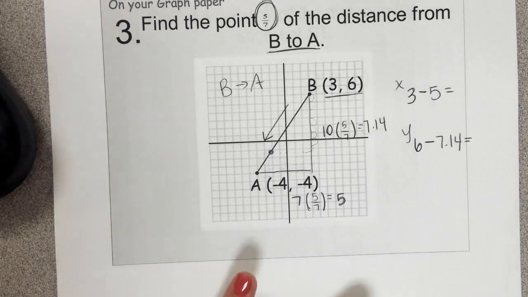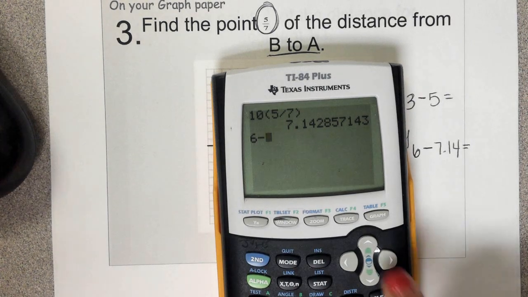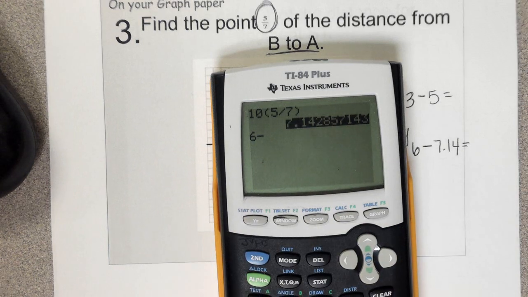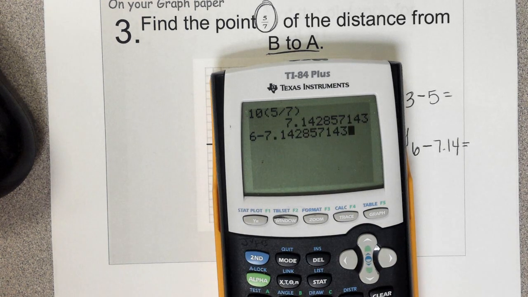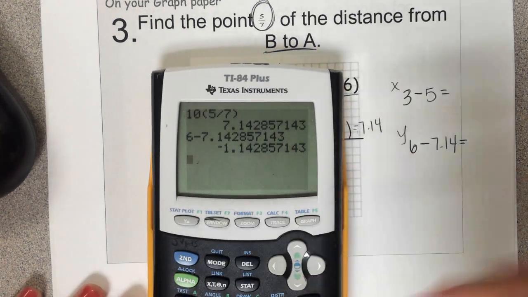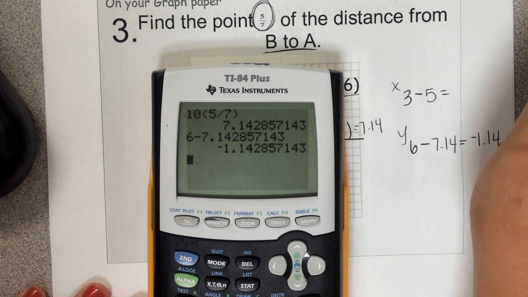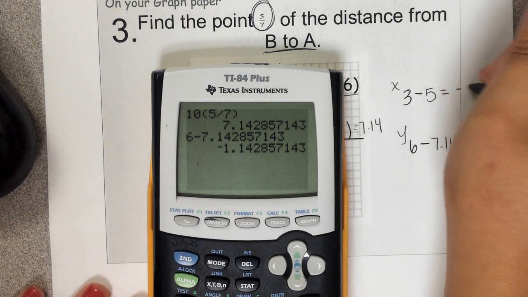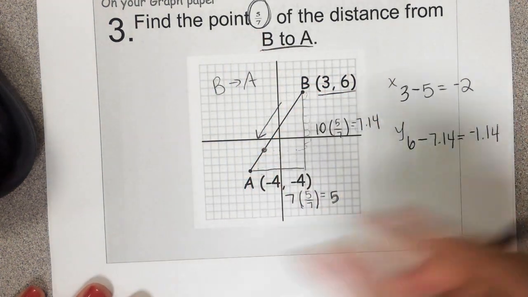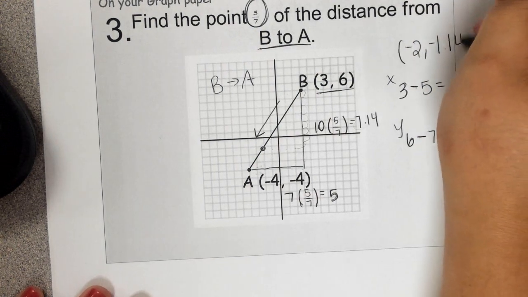So 6 minus 7.1. I don't want you to round. What I want you to do is go 6 minus. You can arrow up, and it'll highlight and hit enter, and it copies it. So now I have the exact answer. Now you can round. So this one would be negative 1.14. And then 3 minus 5 is negative 2. So 5/7 from B to A is at point negative 2, comma negative 1.14.